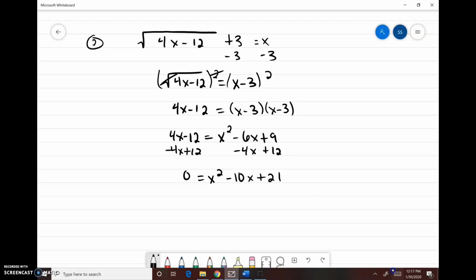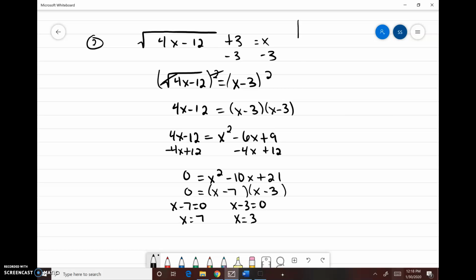So now we're looking for two factors for this trinomial. So we know we got x and x. And now we need two numbers that multiply to give me positive 21, add to give me negative 10. Well, that would be negative 7 and negative 3. Now, zero factor property, set each one equal to 0 and solve. So we get x equals 7 and x equals 3. But again, we're not done. We have to plug these in and check them.